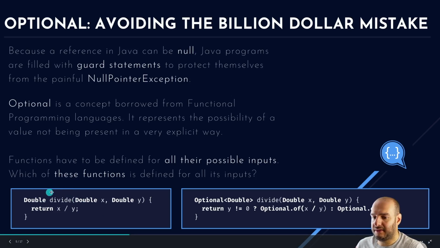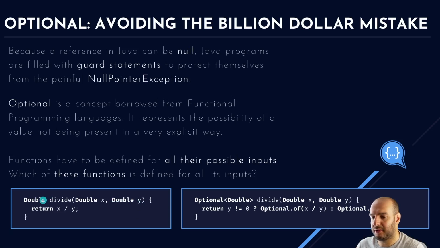So this signature right here is lying to us. It says it can receive any double, and it will always give us a double, but actually it won't. There are some cases in which it won't return a double, it will throw an exception. So in functional programming it's important to define a function for all its inputs.